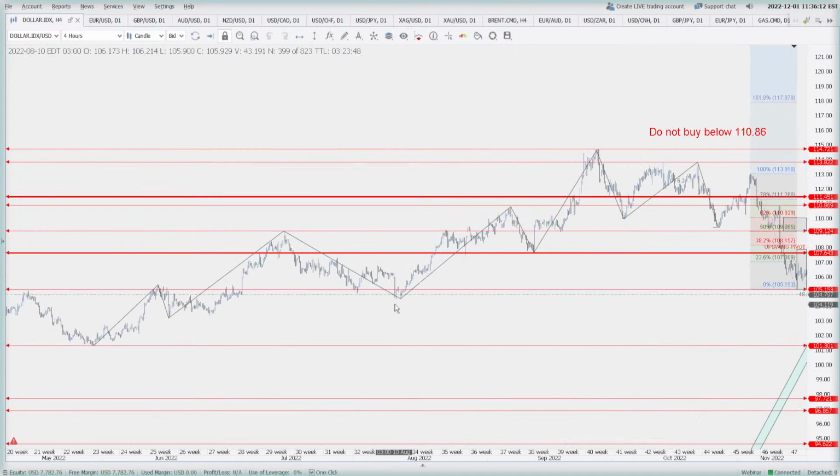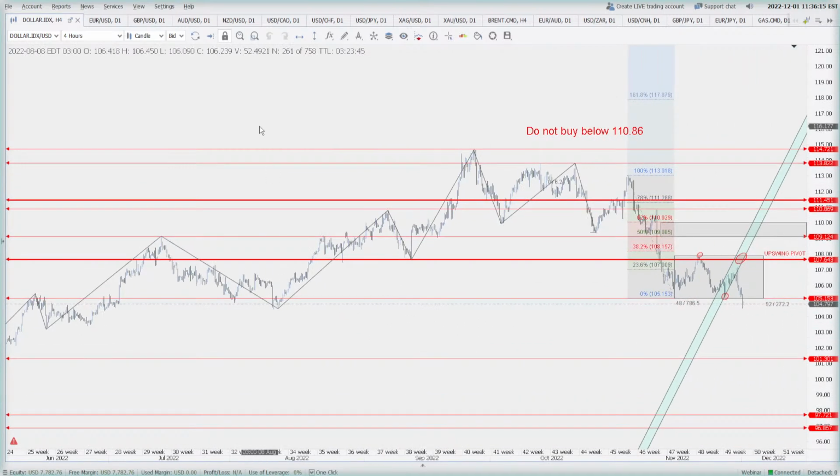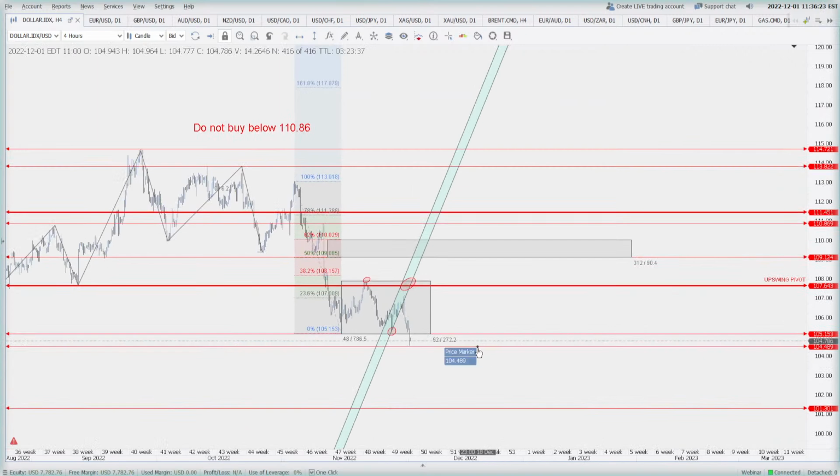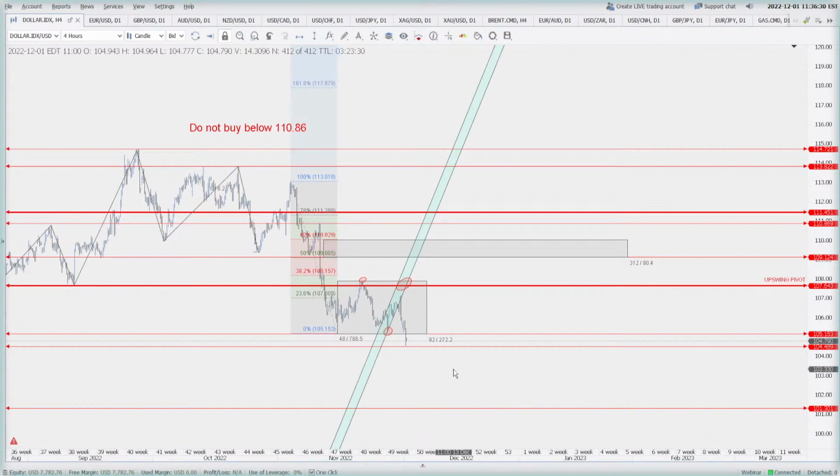Well, actually I want to include these lows here also now. A close below 104.48 I think will open the way to 101.30, and which is a fair value. 101.30 is somewhat fair value.